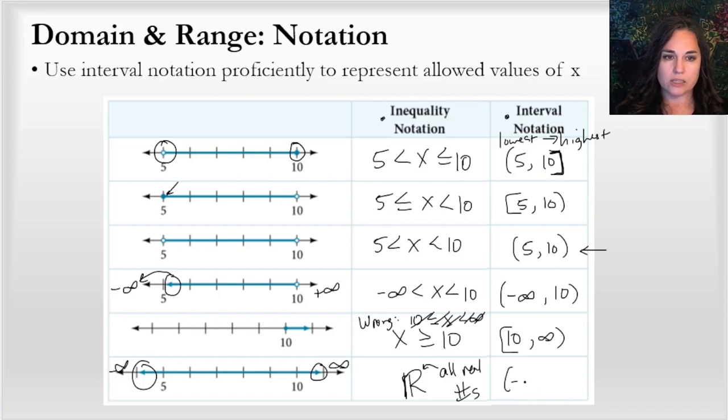When I write this in interval notation, I'm going to have a negative infinity on one end, a positive infinity on the other, and it can't equal those values, so I get parentheses enclosing them. So you'll be expected to know how to write both inequality notation and interval notation for domains and ranges. So let's practice this with graphs.